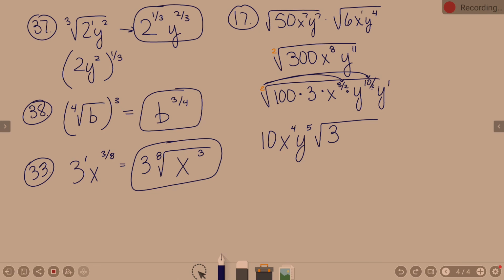Y to the 1st. Square root of y to the 1st. This is my leftover 1. It doesn't divide by 2, so we're going to leave it under the square root. It said assume all variables are positive, so I'm not going to waste my time asking about absolute value. I've multiplied what I can up here. There are no perfect squares left under the radical, so I am done there.